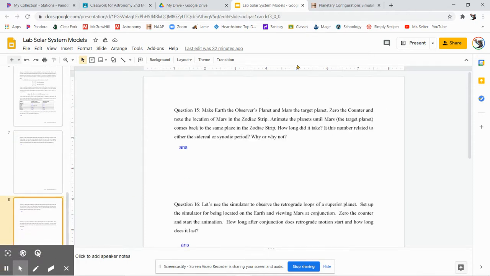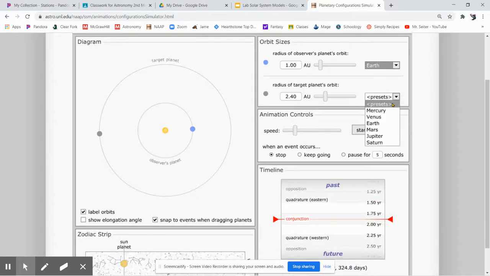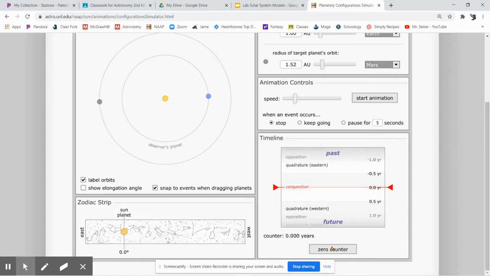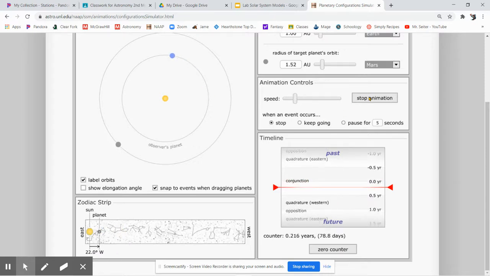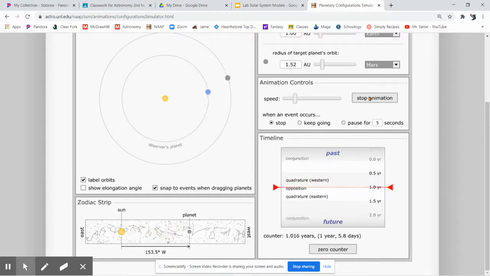Okay, so it says make Earth the observer's planet. We're going to change this to Earth, and we're going to change this to Mars. Boom. Make the Earth the observer's planet and Mars the target planet. Zero the counter and note the location of Mars in the zodiac strip. Animate the planets until Mars, the target planet, comes back to the same place in the zodiac strip. So let's zero out the counter. Mars is right here. We're all together. Let's start that animation and see how long it takes Mars to get back to where we were.